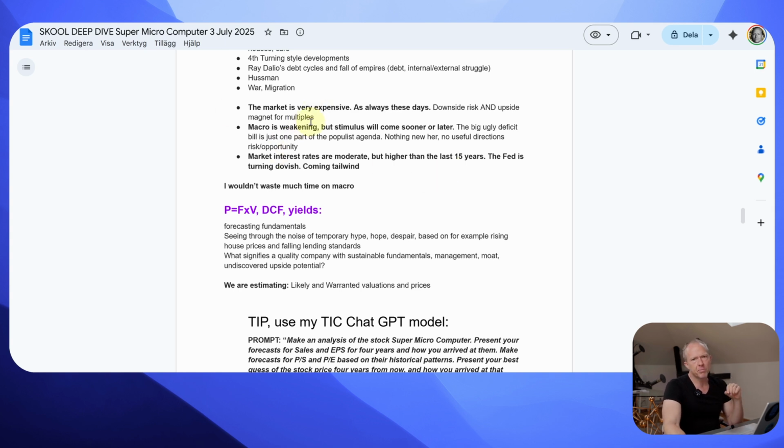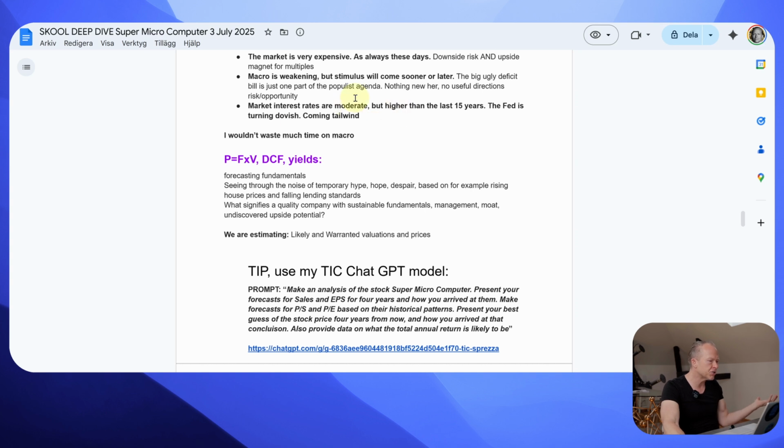We do see the macro picture weakening a bit, but that also means that stimulus is likely to come sooner or later. And I think Trump has definitely shown himself to be a dove in terms of stimulus. I mean, he's presented his big ugly deficit bill, with more deficits than ever in the history of the planet, and is also pointing out that he does not like the Fed's too hawkish views and too high interest rates. So there's definitely some kind of stimulus program coming sooner or later, although maybe with a delay.